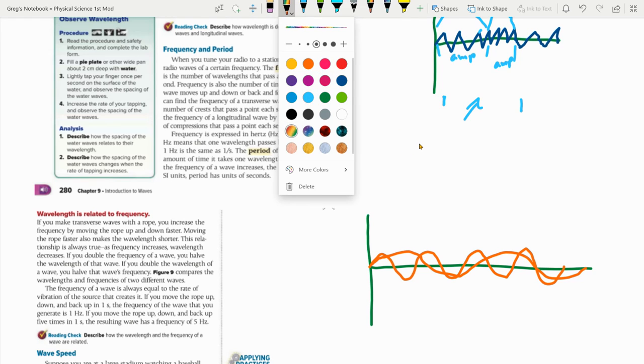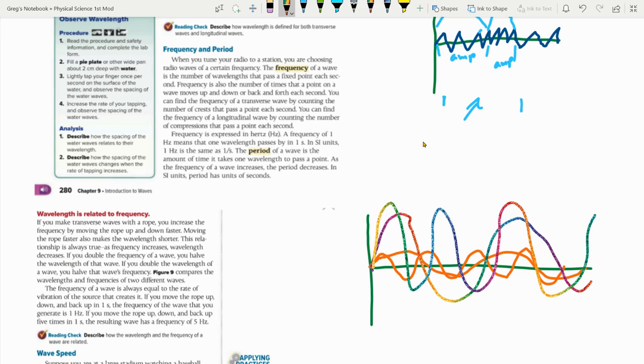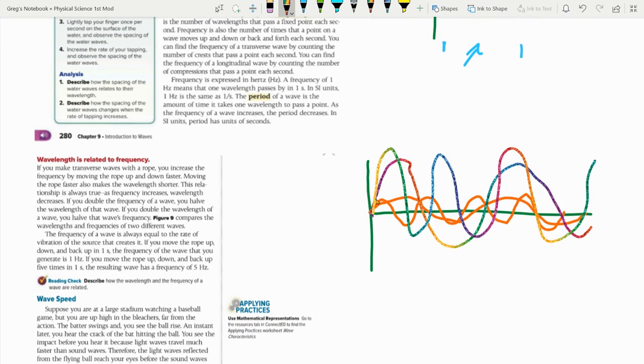Now I'm going to go low and loud. Notice higher pitches, it's closer together. Lower pitches, it's spread out more, okay? And the more energy I put into my voice, the higher the wave's going to be. The less energy I put in, the lower the wave. Okay? So that deals with wavelength and frequency.